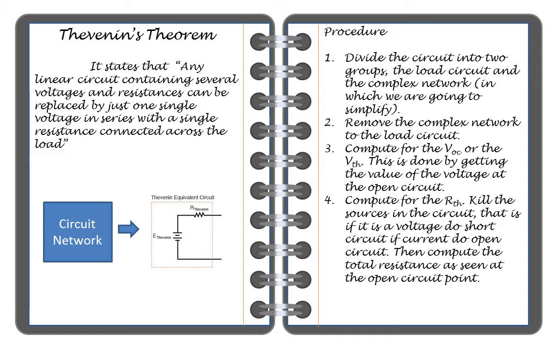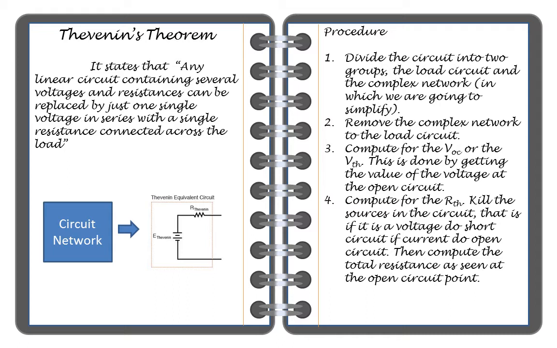So how can we do it? We can do it by killing the sources. In killing the sources, if it's a voltage source, then we need to remove the voltage and replace it with a wire to make a short circuit. While if it's a current source, we remove the current source and leave it as an open circuit. In that way, we kill the current source. Then we compute the total resistance as seen at the open circuit point.